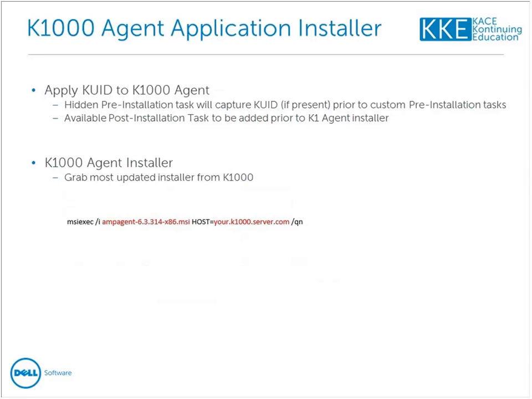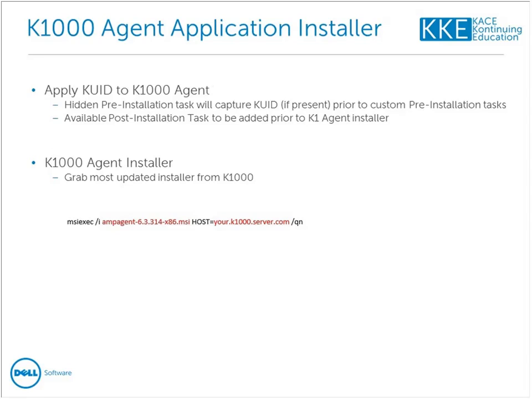There's a task called Apply KUID to K1000 Agent. And if you are re-imaging a computer that already has an agent on it, you will want to use this task. Basically what happens is this: a hidden pre-installation task is going to capture the KUID if it's present, before any of your custom pre-install tasks run through. So before we partition and format the drive, we're going to see that registry key, and we're going to copy that and hold on to that KUID.